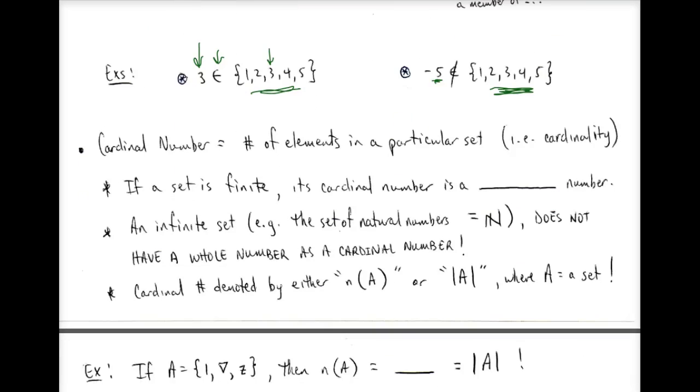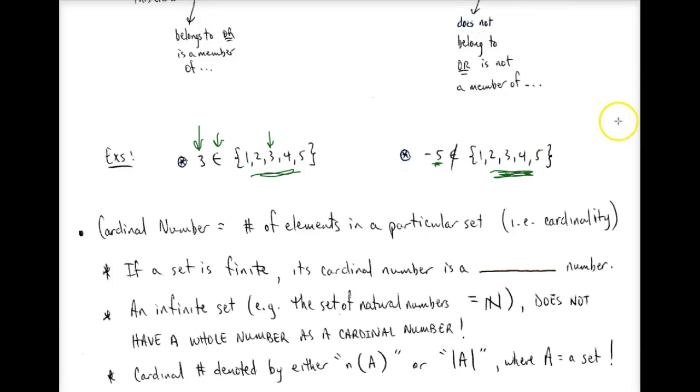All right, so moving on, the next thing that we want to talk about is the cardinal number for a set. When we talk about the cardinal number for a set, all that we're really talking about is how many elements are in that set. Sometimes it's referred to as the cardinality of a set. With that, we know that if a set is finite, its cardinal number is a whole number. What we mean by whole number is numbers like 0, 1, 2, 3, and so on and so forth.